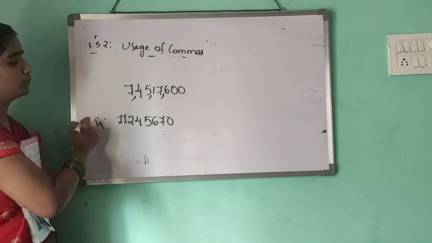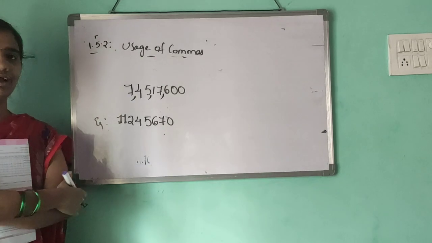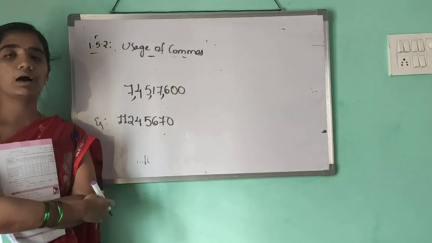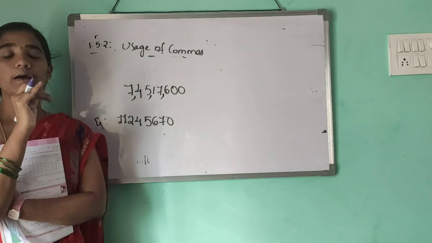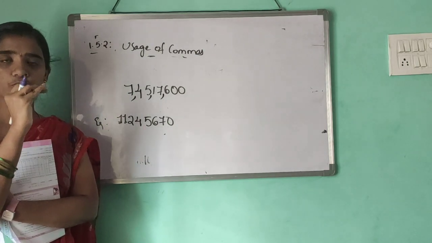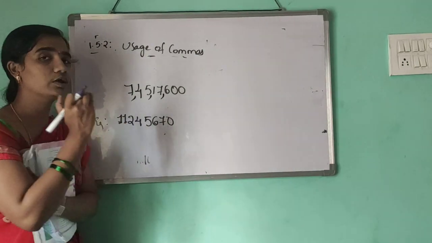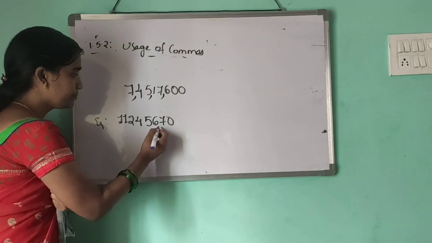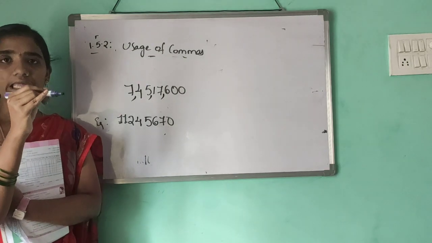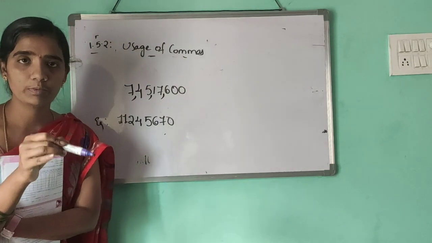I'm taking an example. Here, these numbers are given. You have to put the commas by using the Indian system of numeration. How can you put the commas? Mark the commas. We already know the Indian system of numeration.